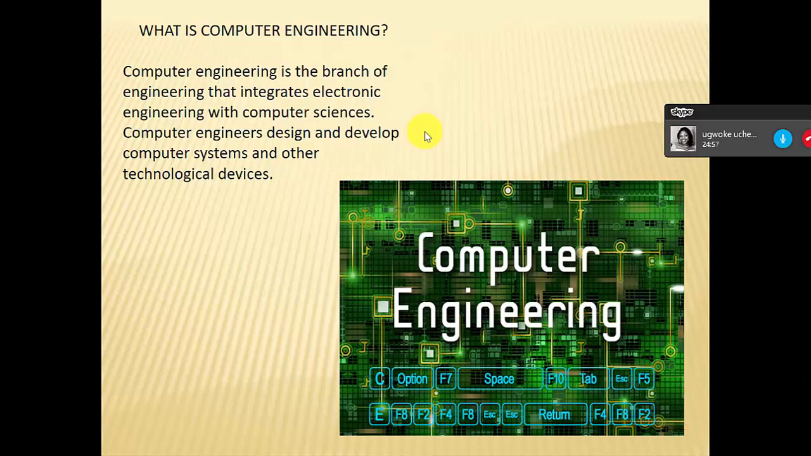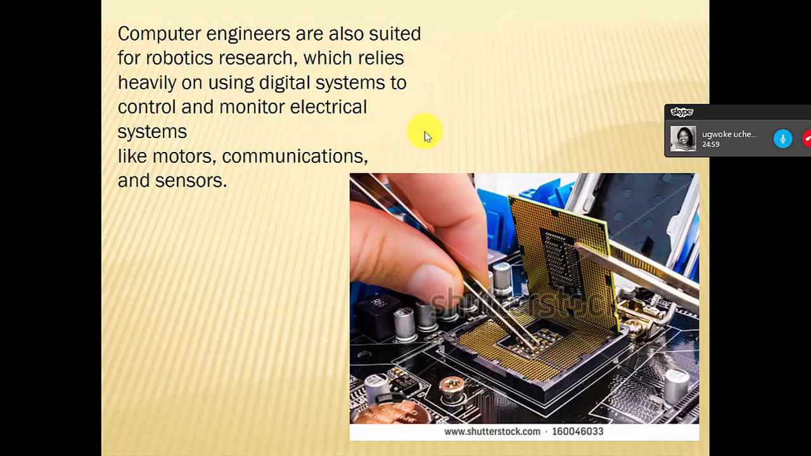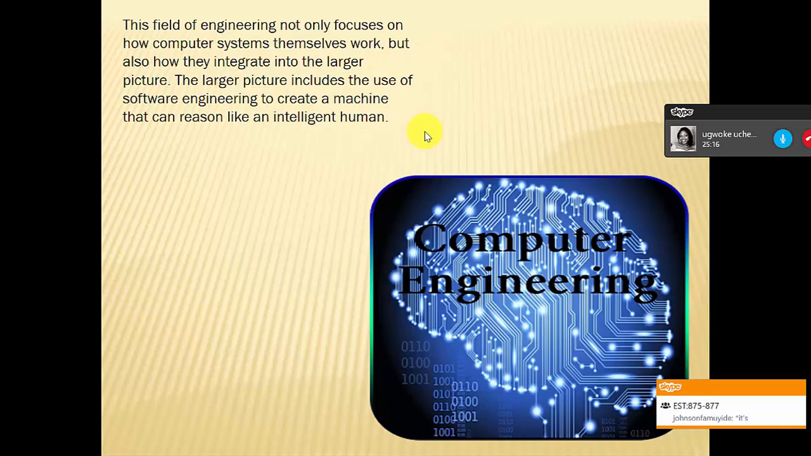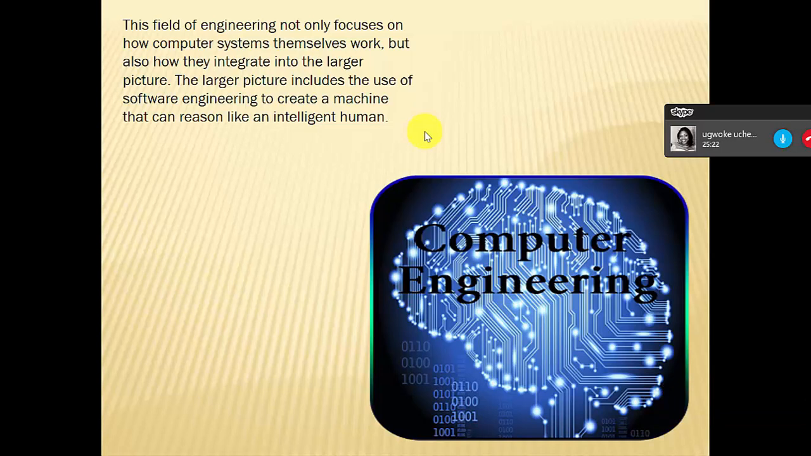Then going forward to the third slide, we also look at what computer engineers are capable of doing. They are also suited for robotic research, which relies heavily on using digital systems to control and monitor electrical systems. So the field of engineering does not focus only on computer systems, but has to do with integrating computer hardware and software.